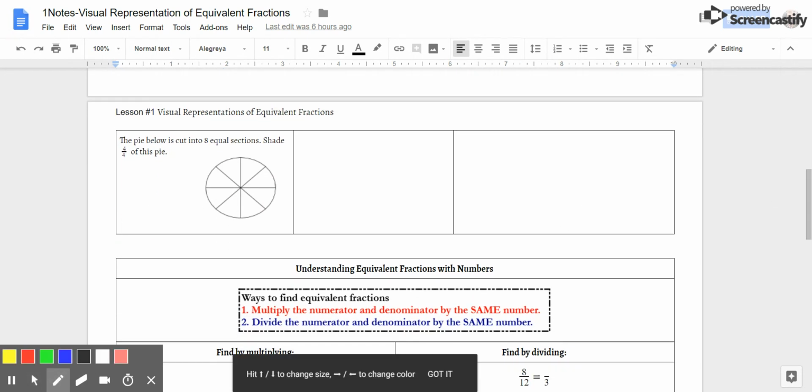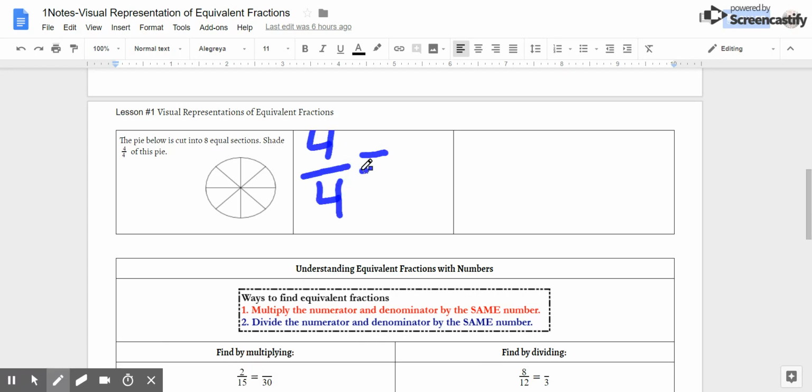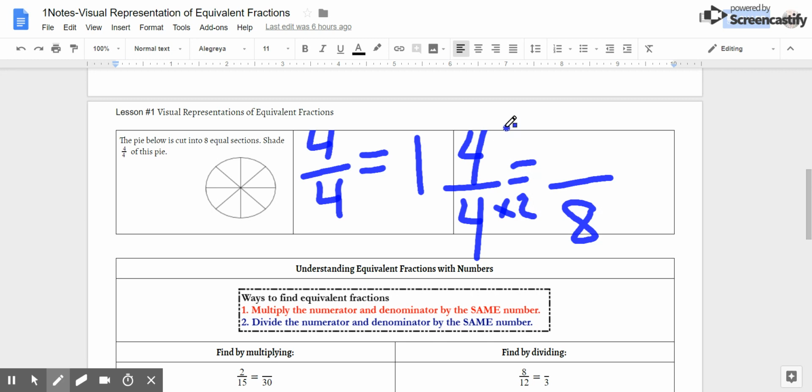Okay, and then our last visual representation says the pie below is cut into 8 equal sections. Shade 4/4 of the pie. Well, I know that 4/4 means one whole because it's 4 parts out of 4 whole. So that means that 4/4, if I multiply by 2 and multiply by 2, is equal to 8/8. So I'm going to shade my entire circle blue.